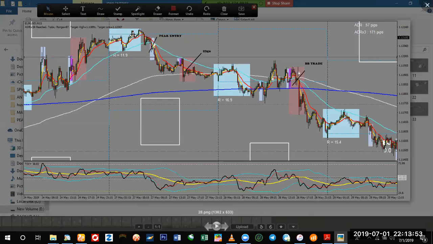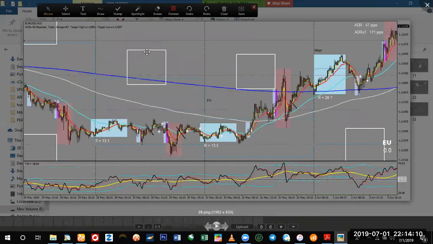This was around Asian, at the open of Asian. I mean, at the open of London. I mean, the close of Asian, because London opens here. There was an M here, but the entry was confirmed during gap time here. So this was a peak entry. This one was another peak entry.